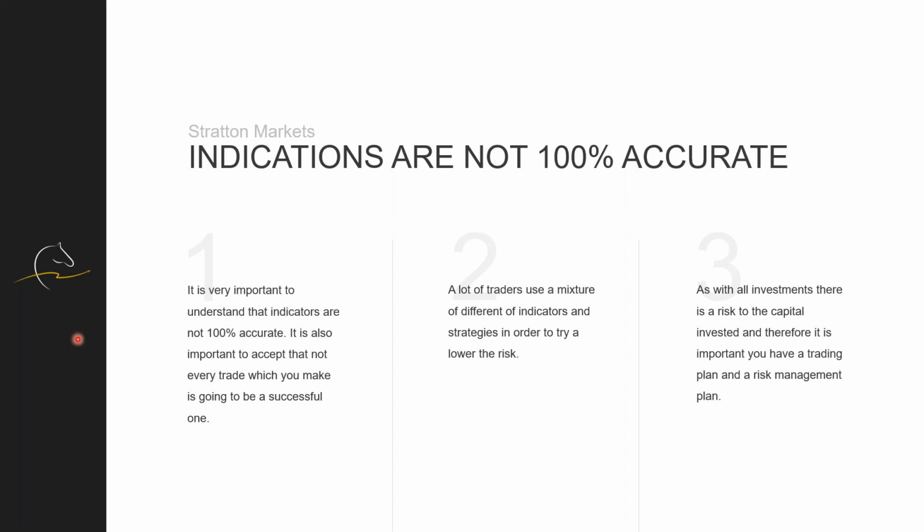So it's very important to understand that an indication is not the word of God. It can be a false indication. The indication can be incorrect. What I'd recommend is maybe using more than one. I wouldn't recommend using more than three though. Okay, so try and spread the risk against different indicators. Follow your trading plan and follow your risk management plan, of course.